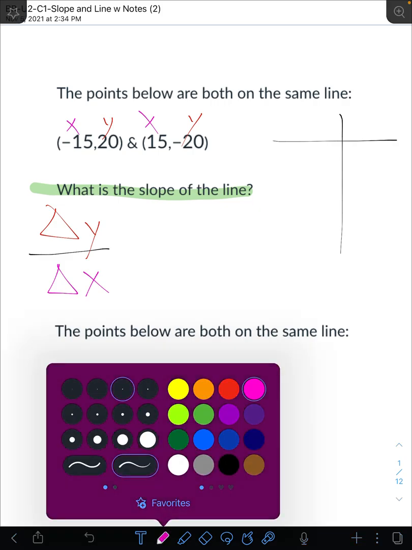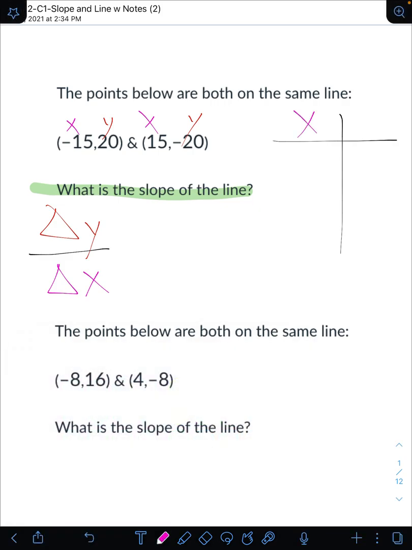And then on a table, x always goes to the left. And we have negative 15 and 15. So I'm just reorganizing this so I can do math to it easier. Y is on the right, and since I put negative 15 first, 20 goes there, and then negative 20. Sweet. Okay, so let's do it.